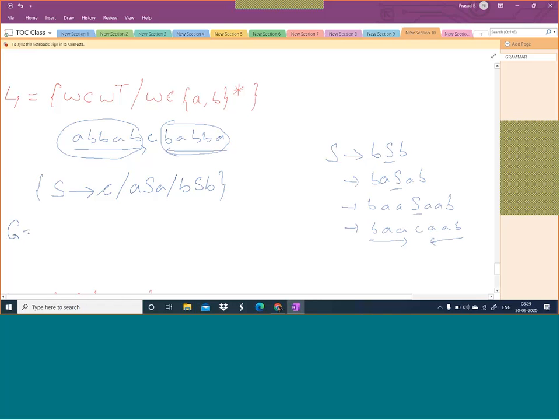So what is the grammar finally? We require only one non-terminal S, and the terminals are A, B, C, and the productions are A S A, B S B and C, and S is the start symbol. This is the grammar. Okay, so copy this. Do you understand?